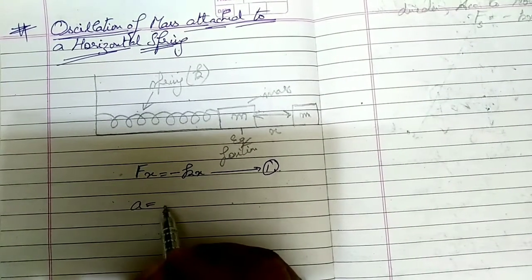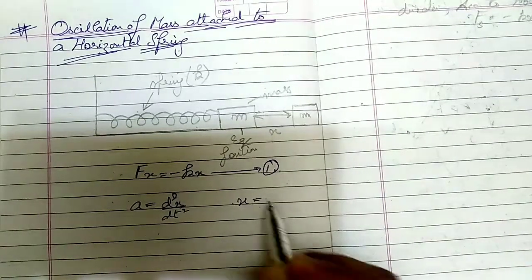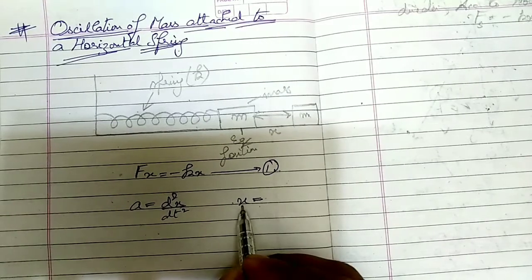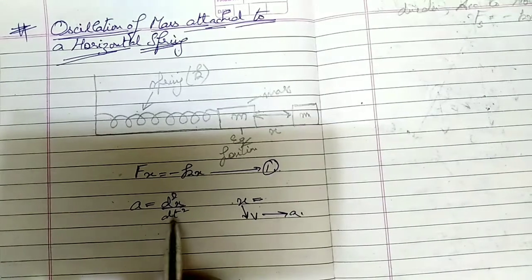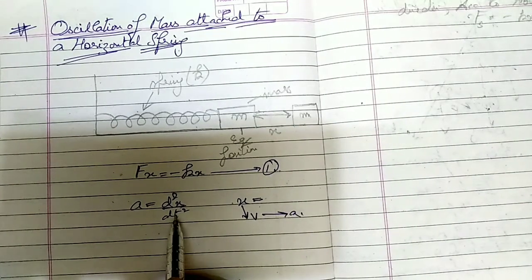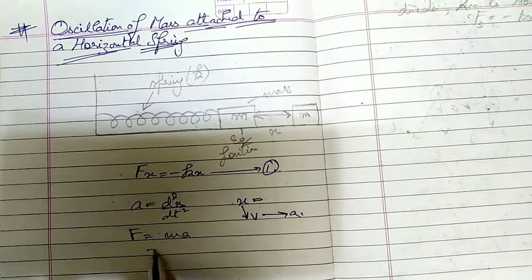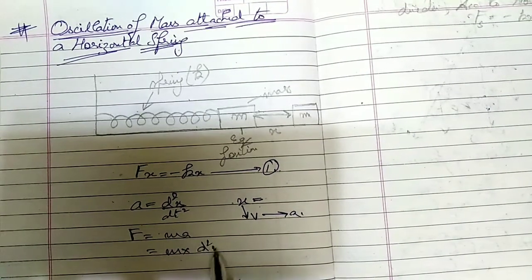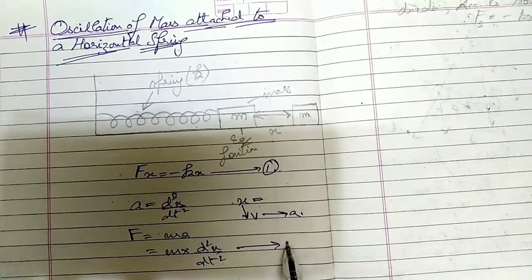a is equal to d square x by dt square, which means we have to take the double derivative of displacement. The derivative of displacement is velocity, and the derivative of velocity is acceleration. So here we have written the double derivative. Okay, so now F is equal to ma, which means m into d square x by dt square. Okay, this is equation number 2.